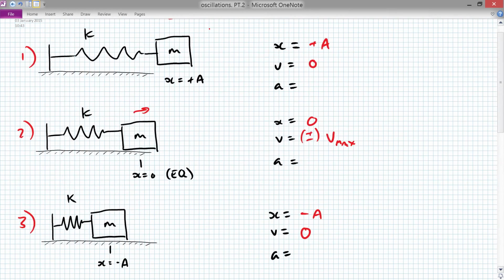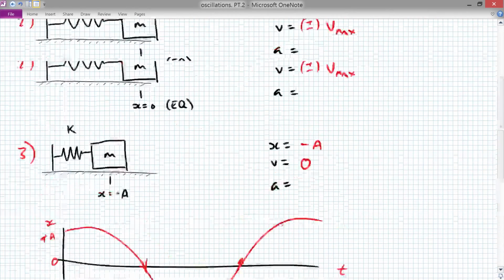So that's where that comes from. At equilibrium position, the thing to take from this is that V is maximised because there is no force opposing its motion, because it's at the equilibrium position. And finally, another easy one to look at.